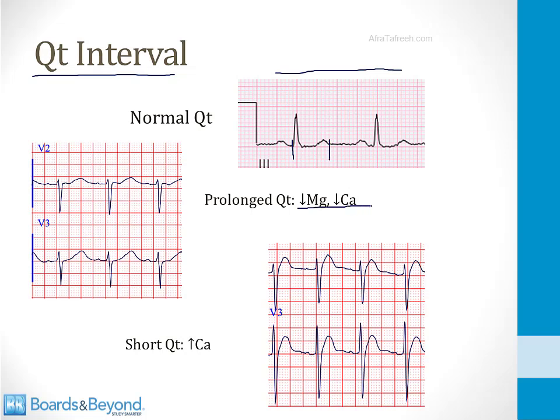Low magnesium and low calcium can both cause a prolonged QT interval as shown on this tracing on the left side of the screen. The QT interval begins here and ends about here. This is a QT interval of about 500 or more milliseconds, and that is very prolonged.